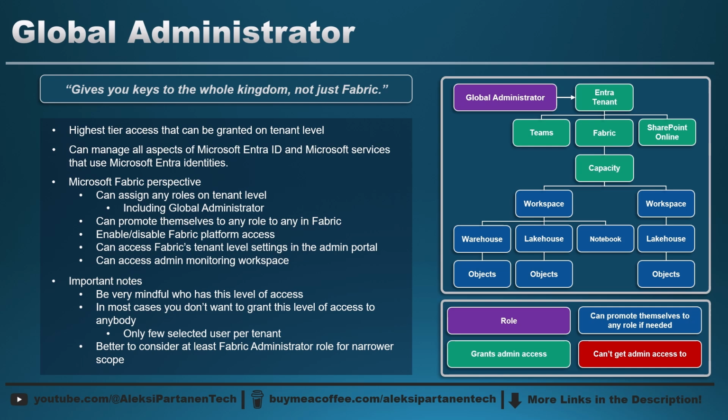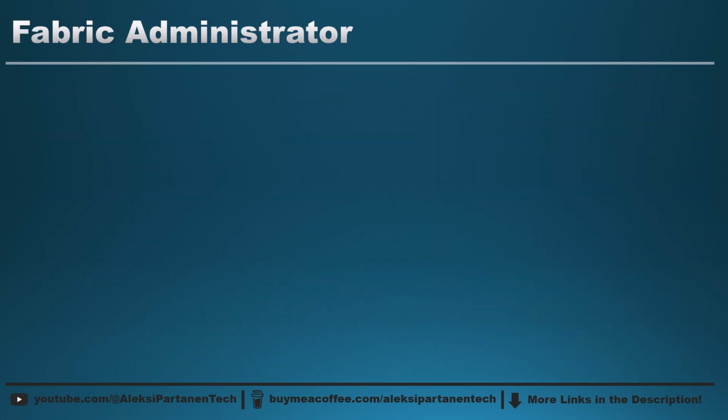So, to summarize, the global administrator can access and control everything. They sit at the very top of the hierarchy and can override all other roles. This role should always be used with caution. Next, let's talk about the Fabric administrator role, which is a far better option than the global administrator role in most cases, since it is scoped only to Fabric.